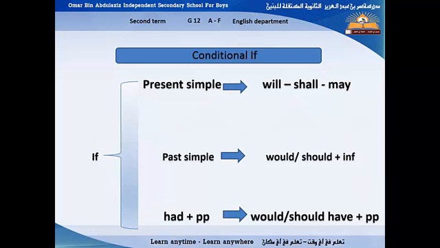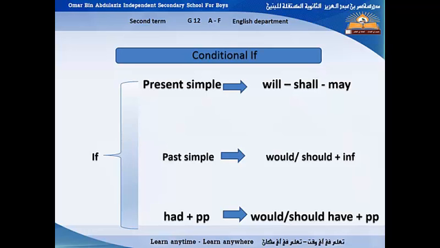I want you to look at the three sentences following if. In the first case we got present simple, in the second case past simple, in the third case past perfect. So the mind map I want you to have in your mind, without learning by heart: whenever you got if followed by present simple, you simply put future simple, will or shall or may plus infinitive. If you got past simple, you insert would or should plus the infinitive. And if you got past perfect, you insert would or should have plus the past participle.